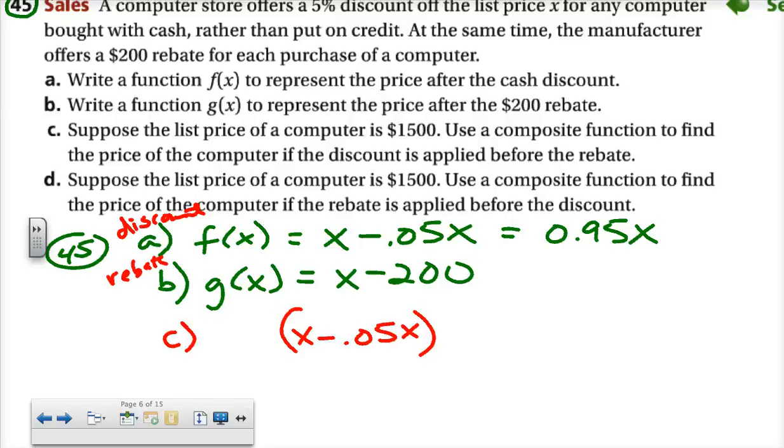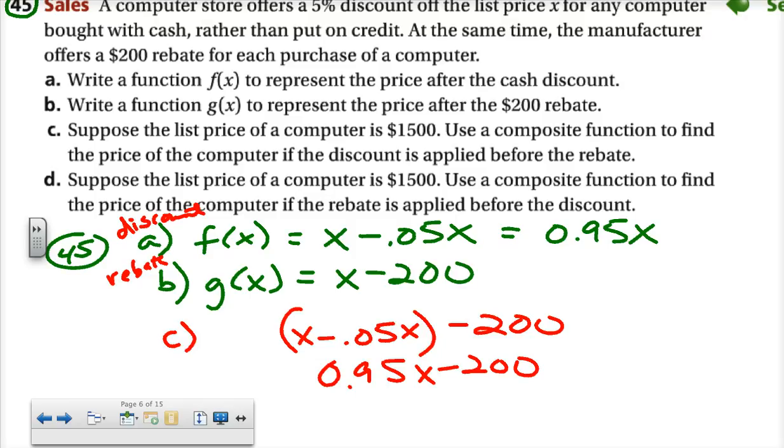So what we want to do here is have the rebate function and the discount function working together. But the price of the computer if the discount is applied before the rebate. So they're going to take the discount, and then whatever they get, they're going to subtract $200 from it. Well, this of course was our 0.95x minus the $200 because you have the discount first and then the rebate.